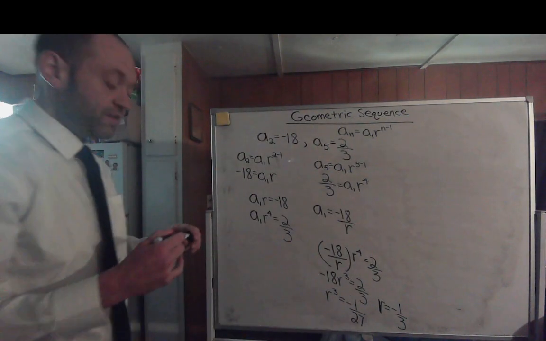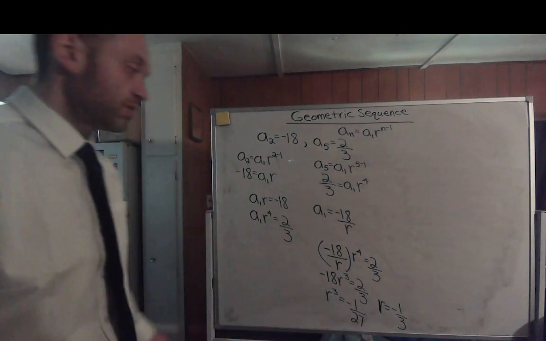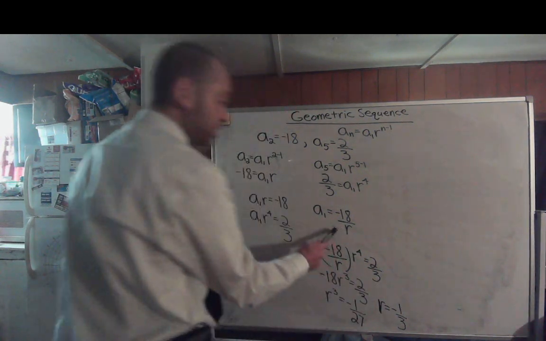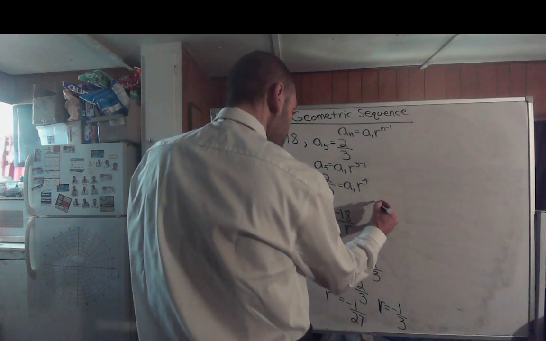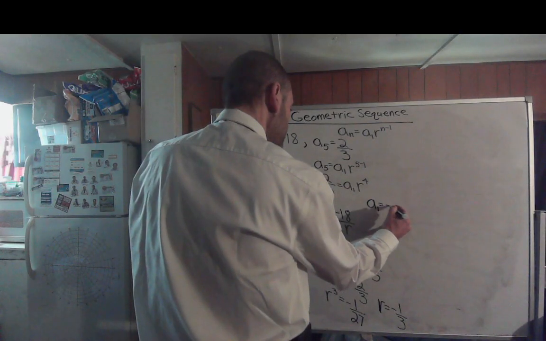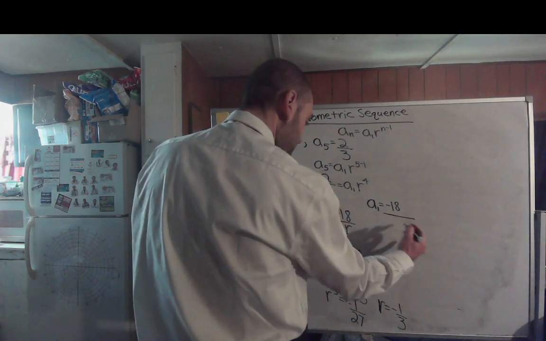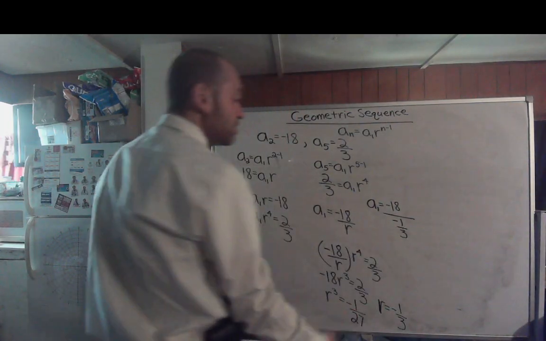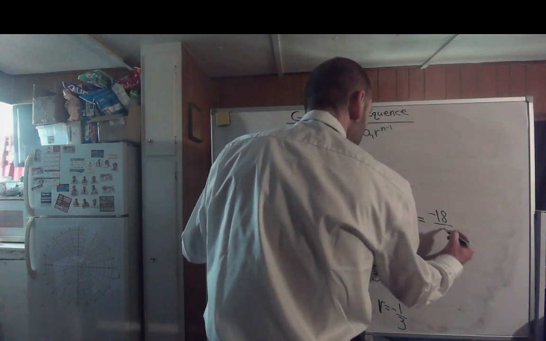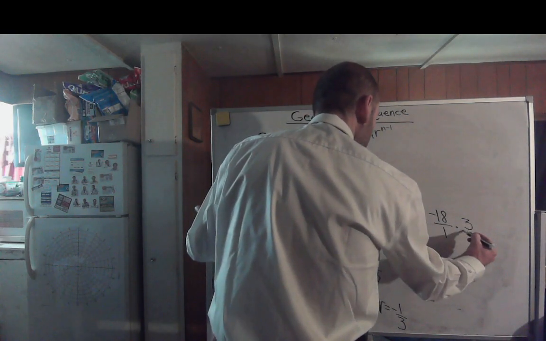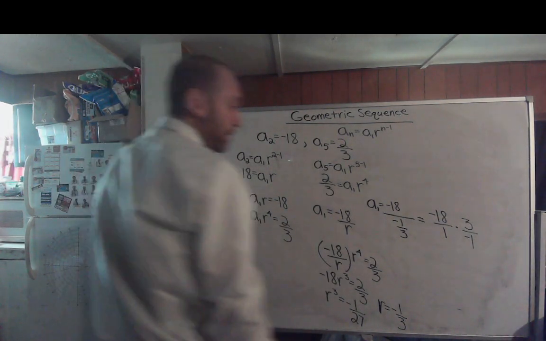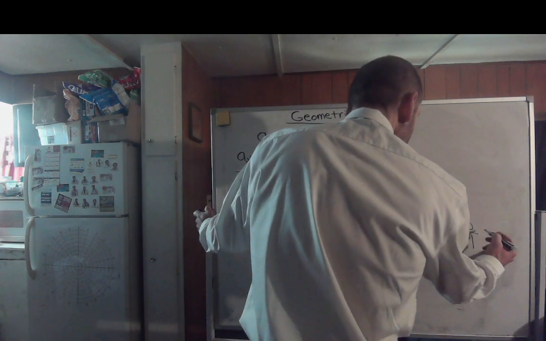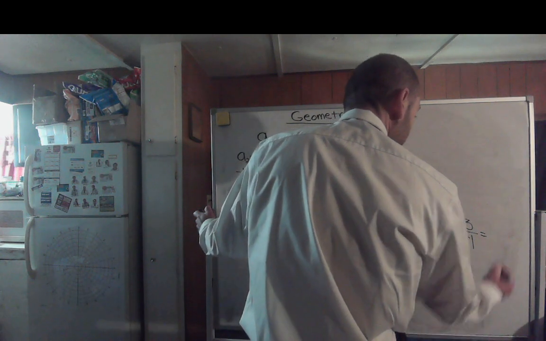So now we've identified our common ratio to be negative 1/3, so all I have to do to solve for my a sub 1 is put that into the substitution formula. So a sub 1 would equal negative 18 divided by my negative 1/3. Complex fraction, we'll invert and multiply. That'd be negative 18 over positive 1 times 3 over negative 1. Well, my negatives are going to cancel out, so that's just simply going to give me 54.